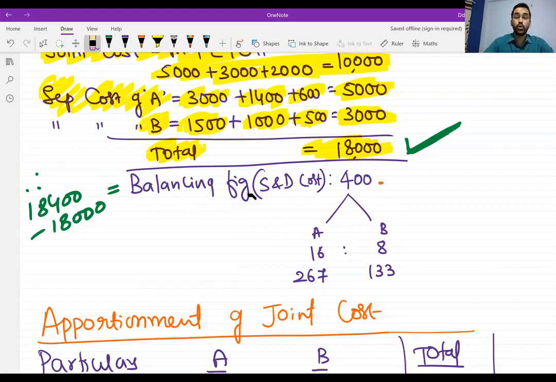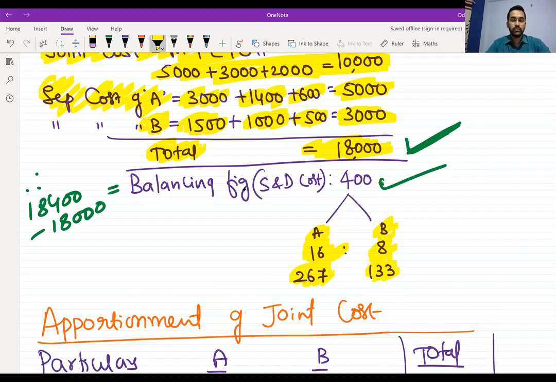Sir, should we write a note that the balancing figure is assumed as selling and distribution? Not necessary. They gave in the question that there is some selling and distribution cost. You distribute in a ratio, correct? That means whatever is the missing figure has to be selling and distribution. Yes, 400. You need to distribute between A and B. In what ratio? They said selling price ratio 16:8. That will be 267, 133.